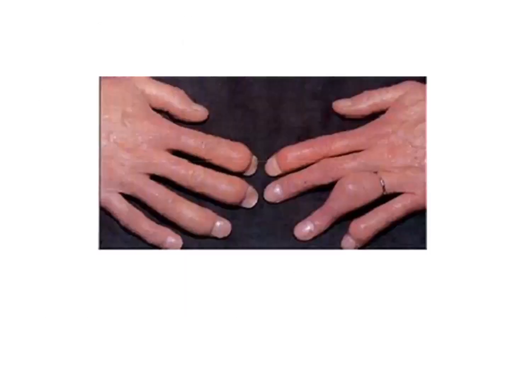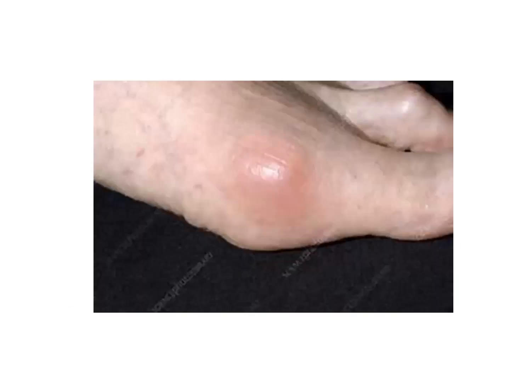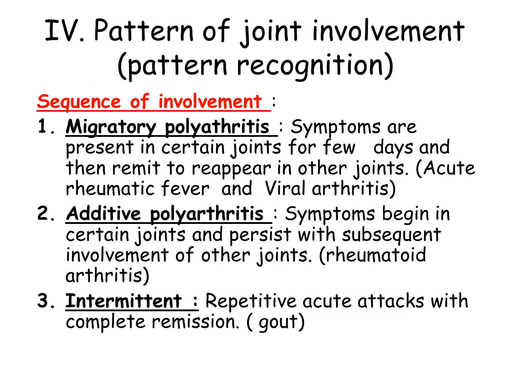ESR and C-reactive protein. If you look in this picture, you can see that there is inflammation and swelling of different joints. Same here. So this is not very clear in the picture, but there is redness and swelling of the first metatarsophalangeal joint. You can see swelling and deformities in the joints. Patterns की तब हम बाद में आएंगे.